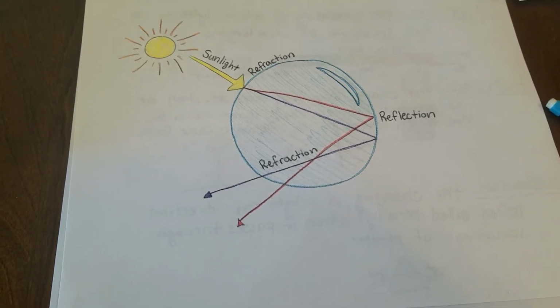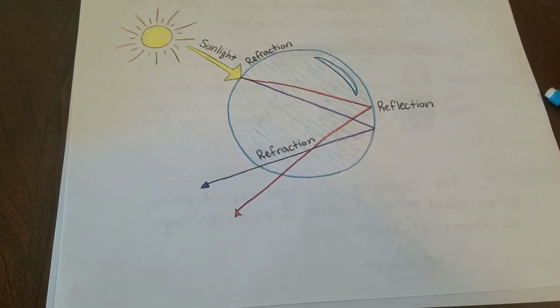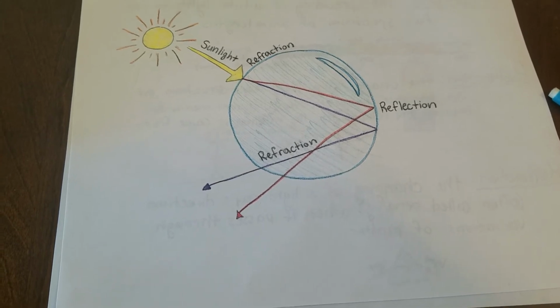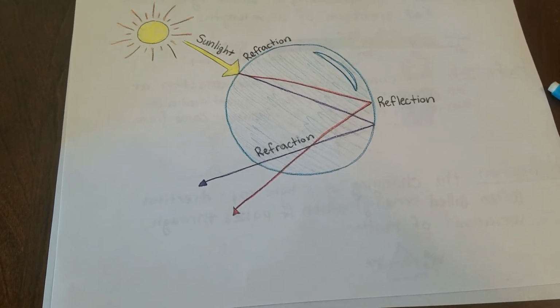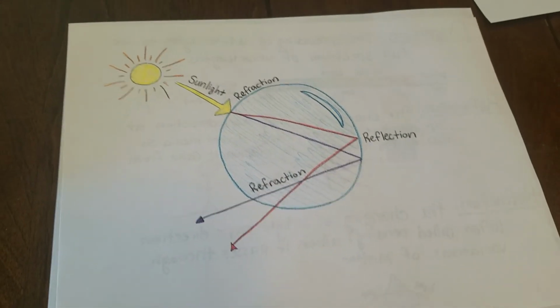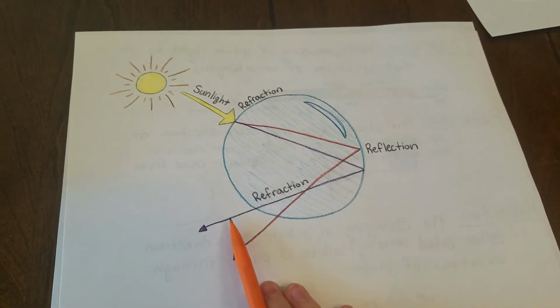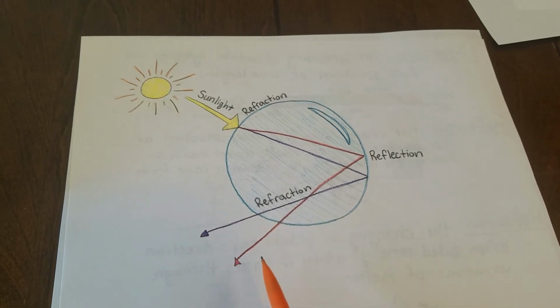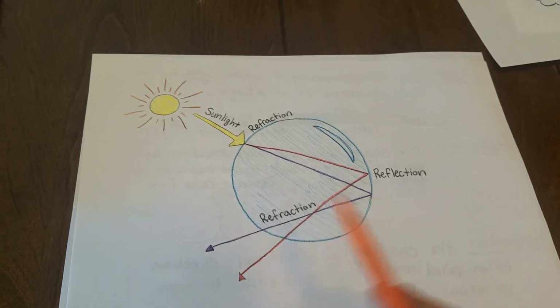The light is then reflected off of the back of the water droplet and continues forward until it leaves the water droplet back into the air and is refracted again. So here you can see the red light and the violet light, but in between these are orange, yellow, green, and blue as well.